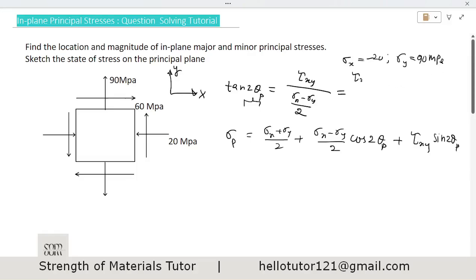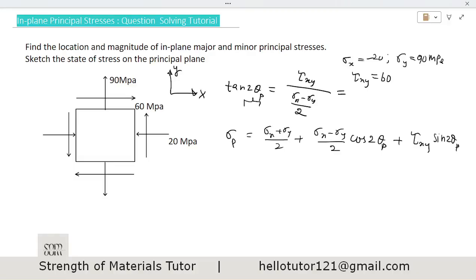And what is the value of tau xy? Tau xy is in this direction, so it is positive. We can also find it using this arrow. It is in the same direction as that of the x-axis. So again it is positive, so tau xy is positive 60 megapascal. Of course, everything is in megapascal. Now I think we are good to find the value of theta p.